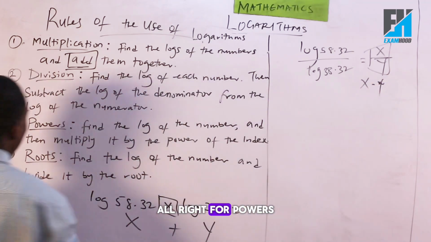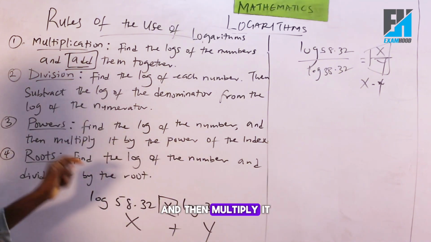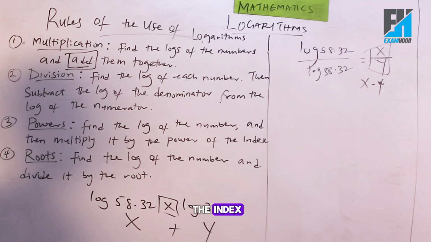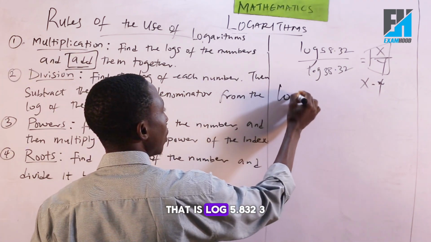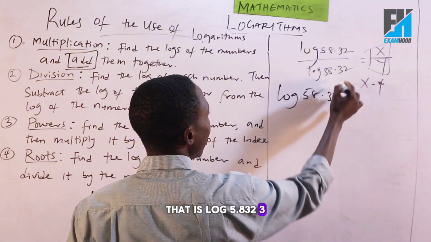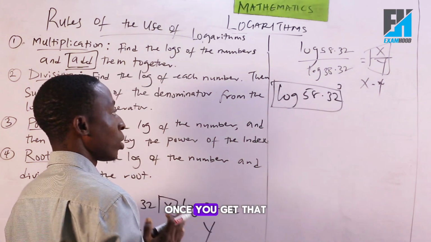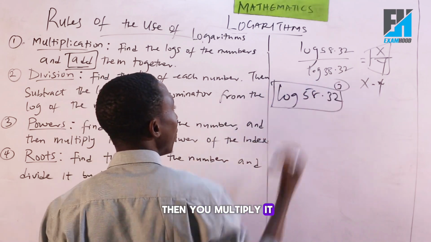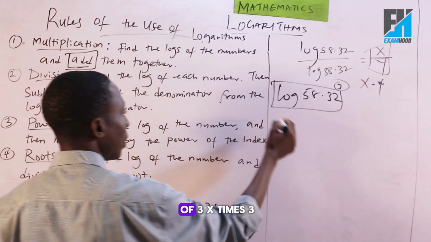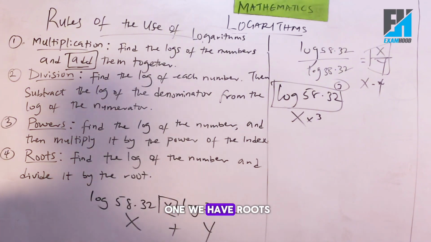Alright, for powers, find the log of the number and then multiply it by the power of the index. That is log 58.32 raised to the power 3. What you need to do is look for the logarithm of this, that is the answer. Once you get that, then you multiply it by 3, that is the power of 3. Say x times 3.